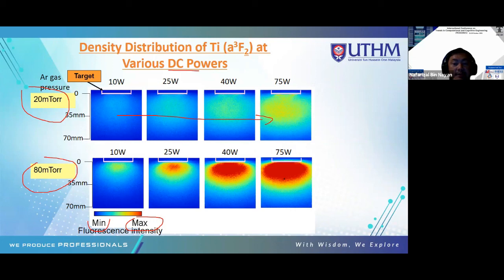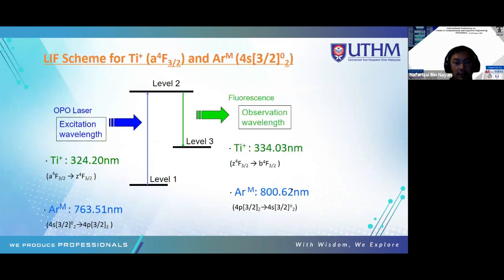We can see the trend that at lower pressure, the atom can move to quite a far region. The scale here is about 7 centimeters. So for lower pressure, you can go quite far, while for high pressure, the range becomes much shorter. This is what we call the two-dimensional distribution of the atom. It is a little bit complex, but very useful information for people who want to use this plasma to create coatings.